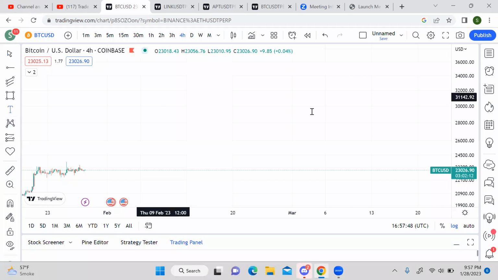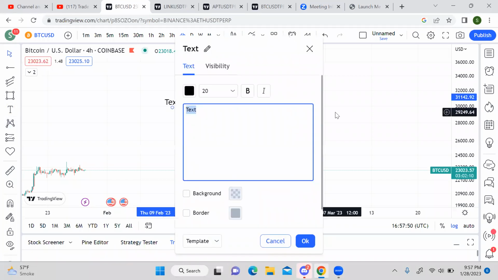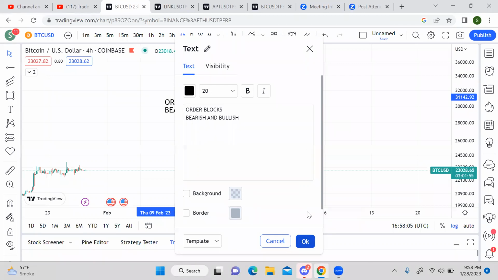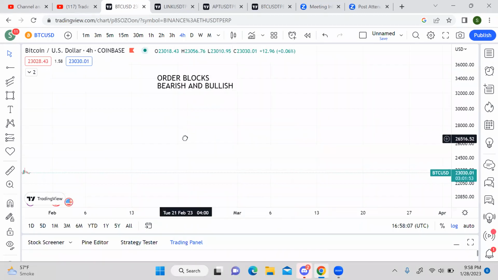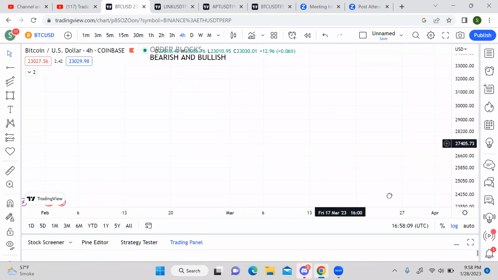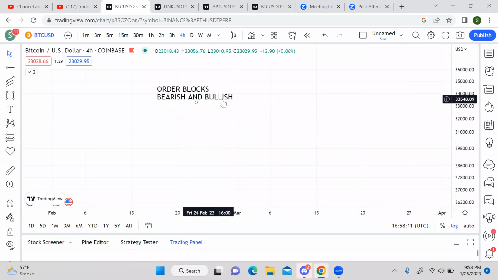I will write it here. Topic is our order blocks. There are two types of order blocks: bearish and bullish. This is our topic today, and there are two types of order blocks, as I said, bearish and bullish.